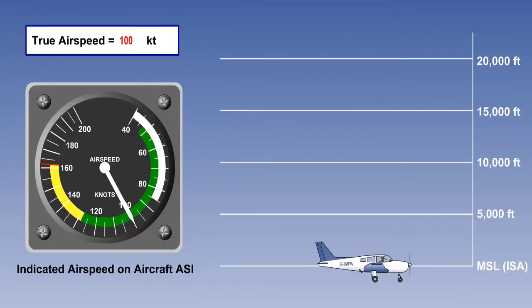Let us look now at the matter of calibrating the ASI. Although we can say that dynamic pressure is proportional to speed, the formula dynamic pressure equals a half rho v squared shows us that dynamic pressure is also proportional to the air density. The density of air changes with temperature and pressure, and will therefore vary with altitude. If we think about it, if the air is less dense, the airspeed required to produce the same dynamic pressure will have to be greater.